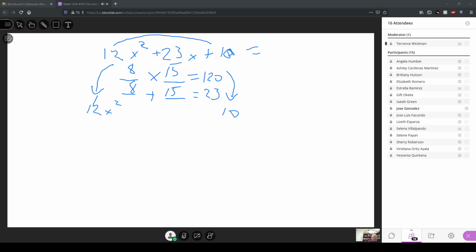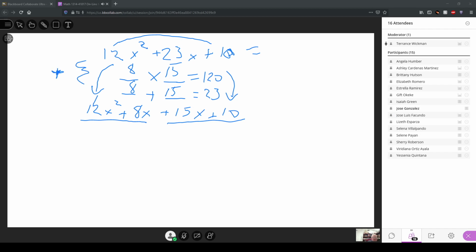Now that tells you how the middle terms are broken down. So this will be plus 8x plus 15x plus 10. You take 8 times 15, you get 120. 8 plus 15 goes 23. The next step is grouping them. The hardest part is getting this part, I think, maybe.